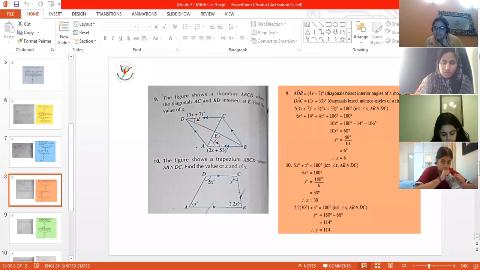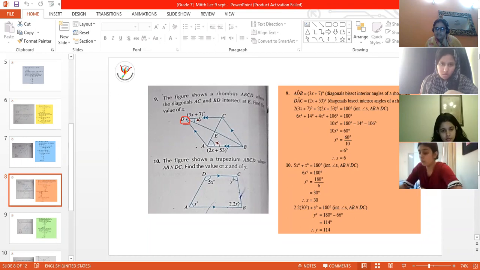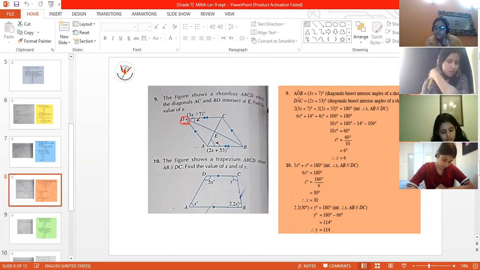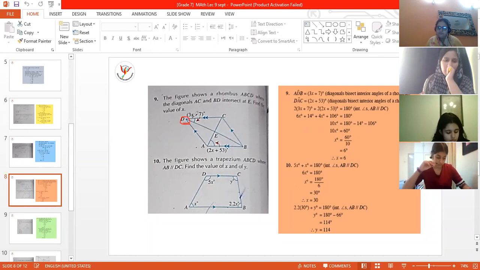And I told you that whenever you see this type of arrow, it means that the whole angle is 3x plus 7 and 3x plus 7, 2 times 3x plus 7. Is this clear? If you can see this type of arrow, it means that the whole angle D is equal to 2 times (3x plus 7). Is there any confusion related to this?